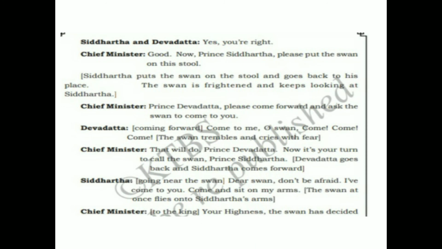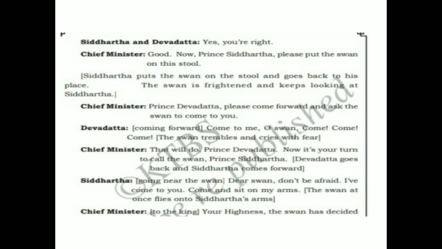The swan is frightened and keeps looking at Siddhartha. Siddhartha puts the swan on the stool and goes a little bit far. The swan is very frightened. It is shivering, and it is looking at Siddhartha, whether he will leave the bird and go away. Next, the chief minister says, please come forward and ask the swan to come to you.